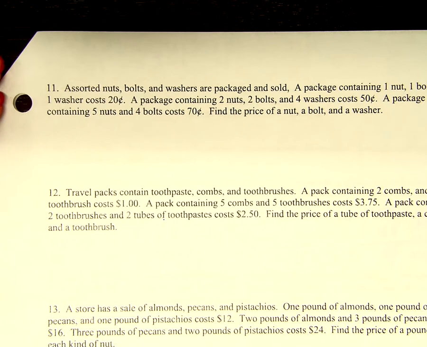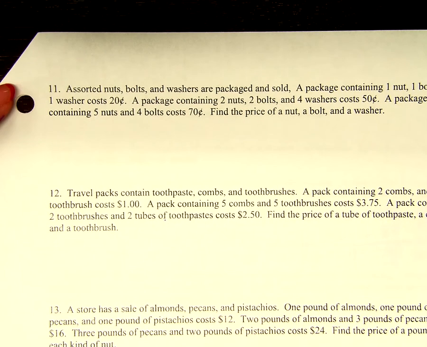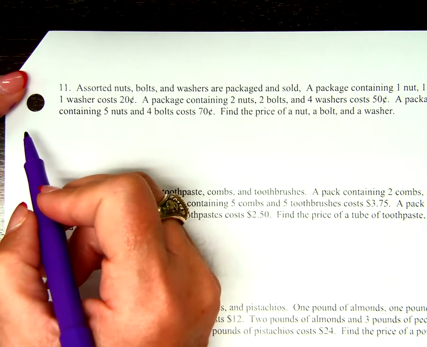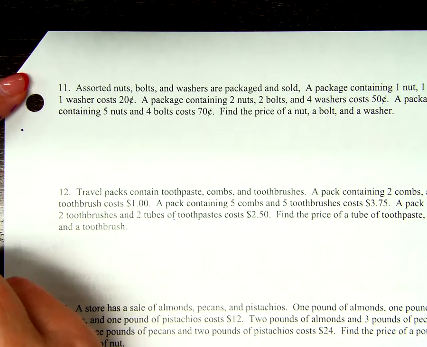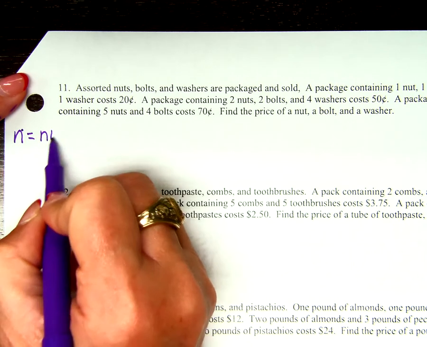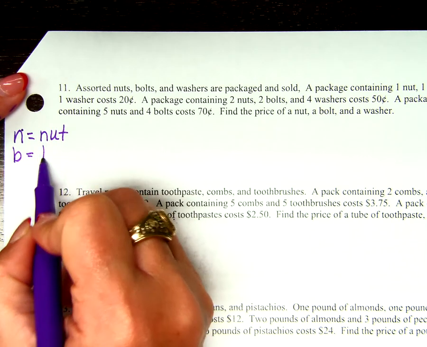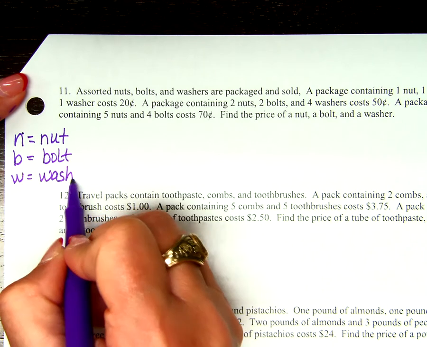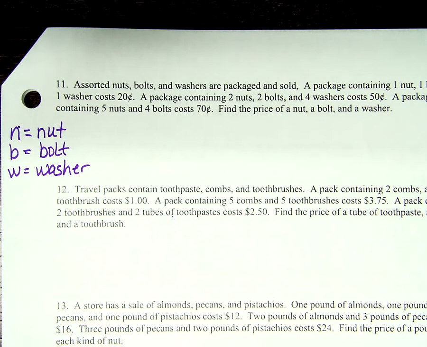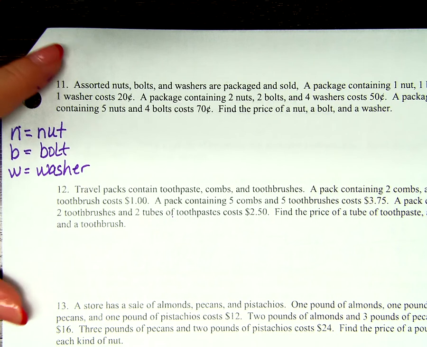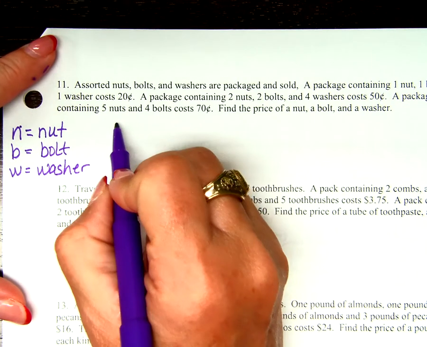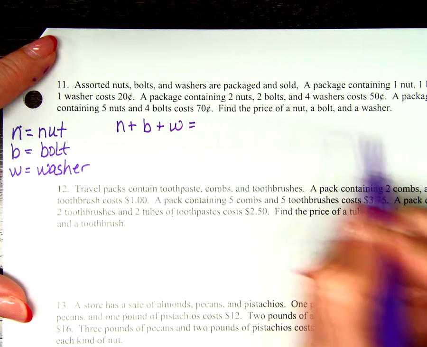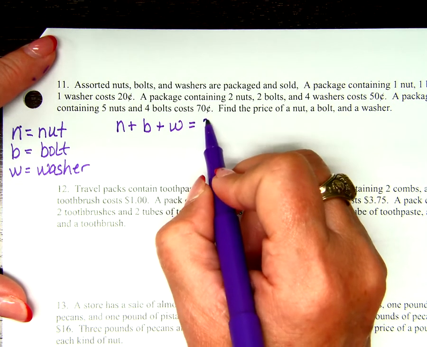Okay. So first of all, we have to identify our variables. What are we going to use? Okay, so what letters would you like to use? So N for the cost of a nut, B for the cost of a bolt, and W for the cost of a washer. Did I repeat that correctly? Okay. So what are our equations going to be? So N plus B plus W equals what? So you want to use 20.